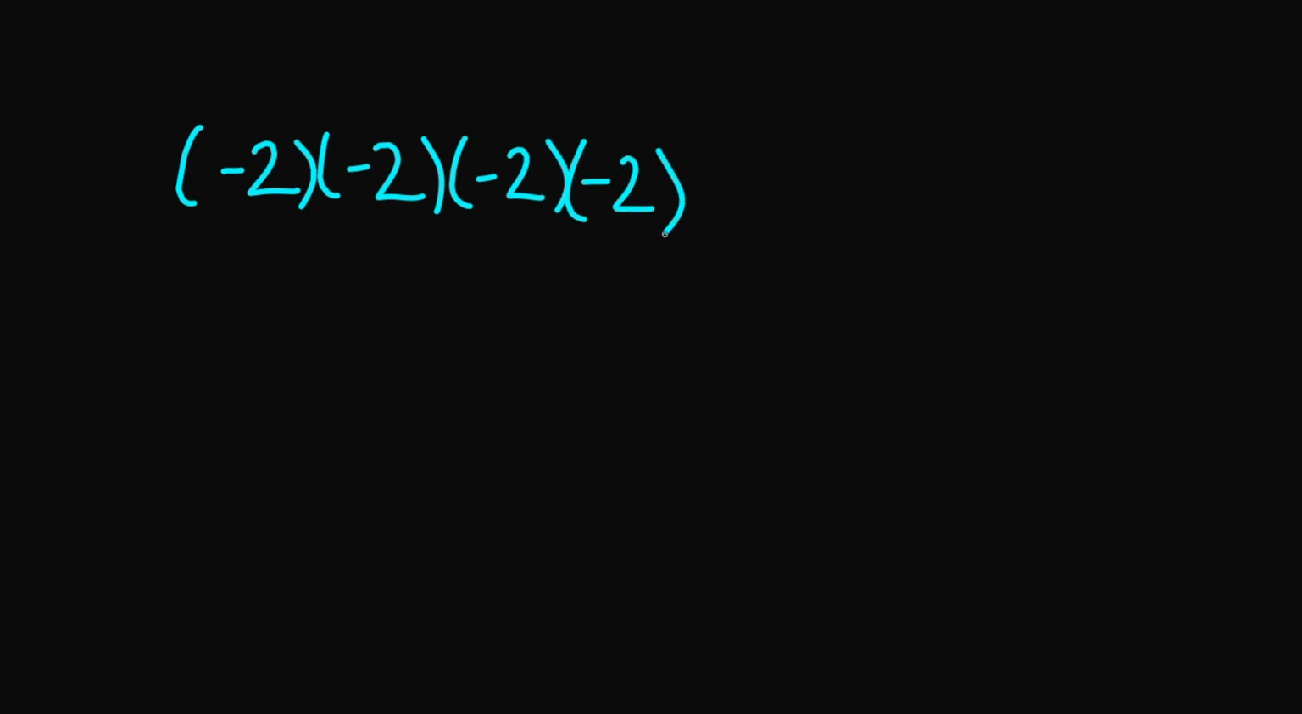What about -2 times -2 times -2 times -2? Let's say I have to rewrite this expression using exponents. I have 1, 2, 3, 4 -2's. So I know my base is -2 and my exponent is going to be 4. So -2 is being multiplied 4 times.